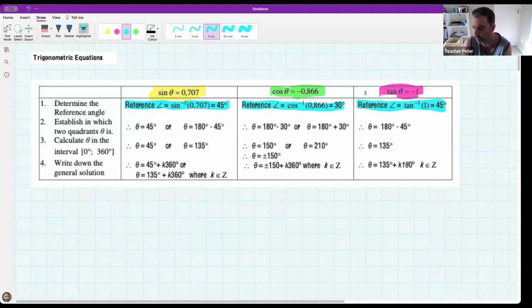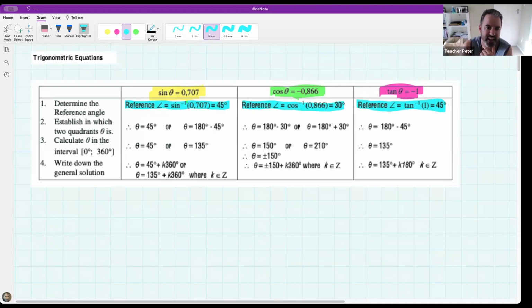Give me a thumbs up or a happy face if you understand the idea of finding a reference angle for a trig equation. Give me a thumbs up or a happy face. I really was feeling like you guys were getting this in the last lesson. So I just want to check that my feelings were correct.